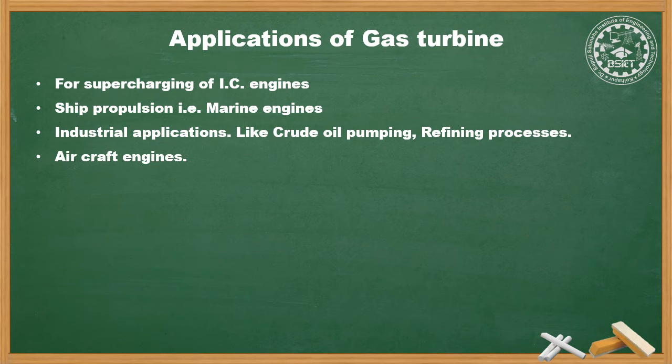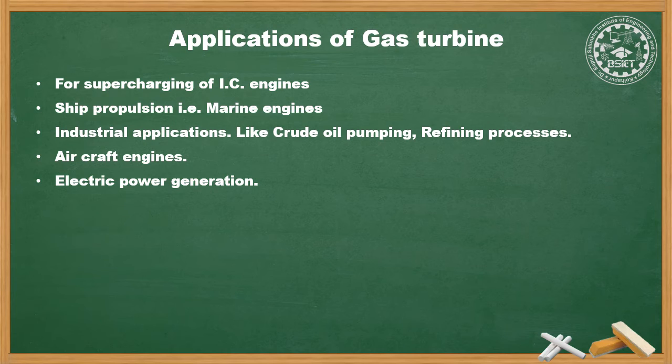Next, aircraft engine. The gas turbine plants are lower in weight and smaller in size for the same power output than that of IC engine. Hence, gas turbine plants are extensively used in aircraft. Electric power generation, as it has low installation cost per kilowatt of installed capacity. This brings attention towards the use of gas turbine for electric power generation.